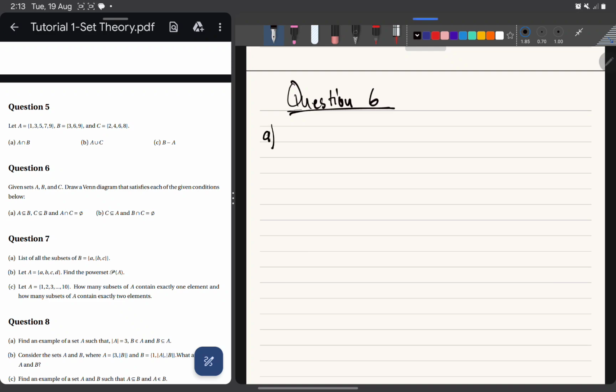So let's see what it says for A. It says that we should draw a Venn diagram that shows that A is a subset of B, and C is a subset of B, and A intersection C is an empty set. So in other words, A and C have nothing in common. So I could just do this.